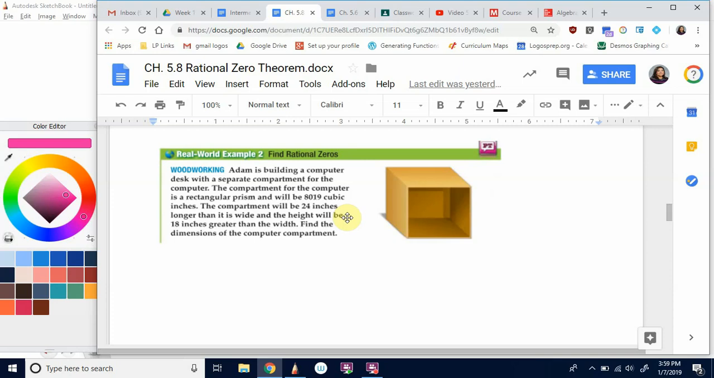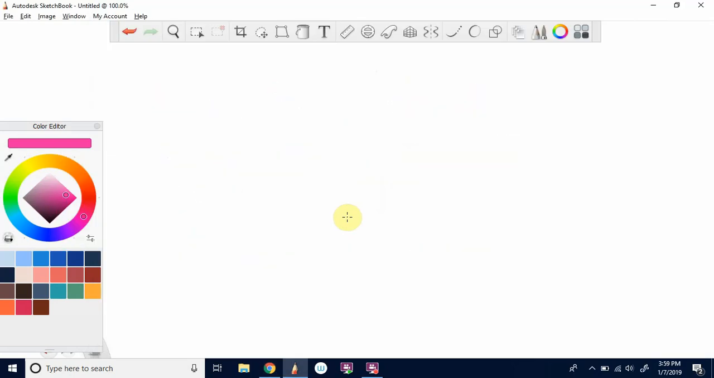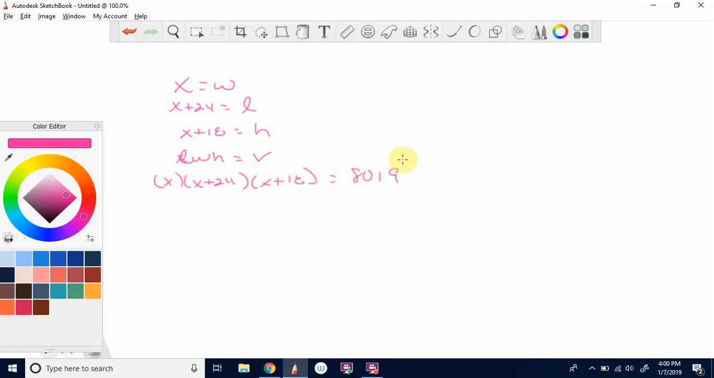So we have to go and write the problem out. We're going to let x equal the width, x plus 24 equal the length, and x plus 18 equal the height. Now we know length times width times height equals volume. So I've got x times x plus 24 times x plus 18 equals 8,019, because they gave me the volume. We have the dimensions. Now, what do you think we're going to do?